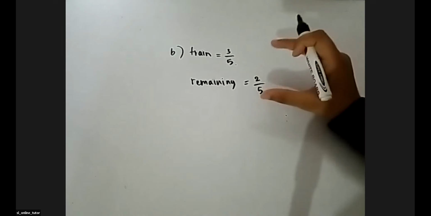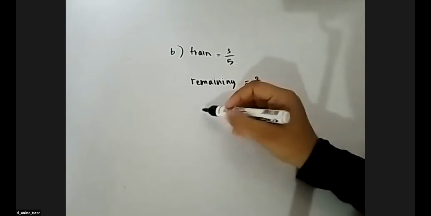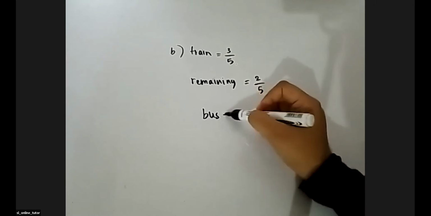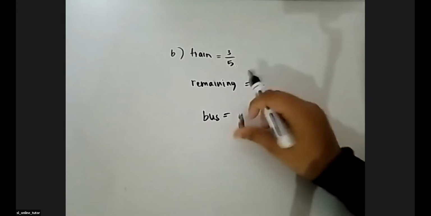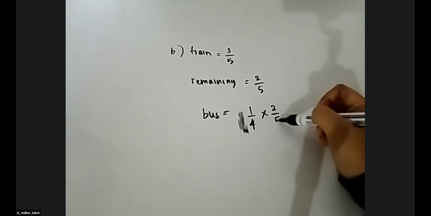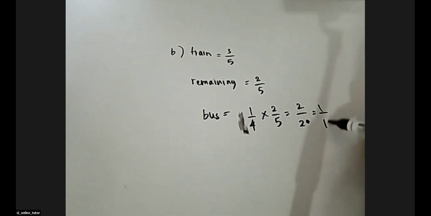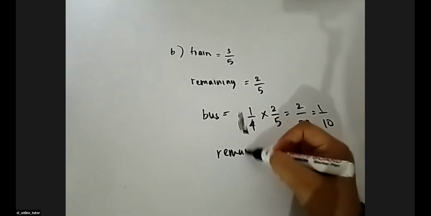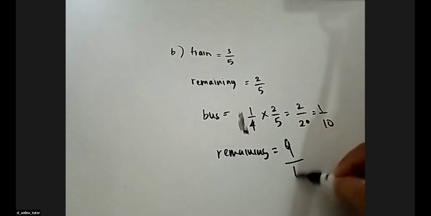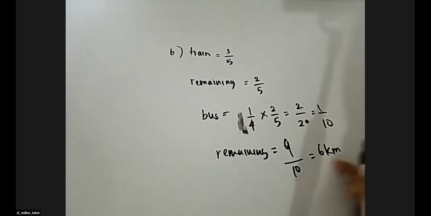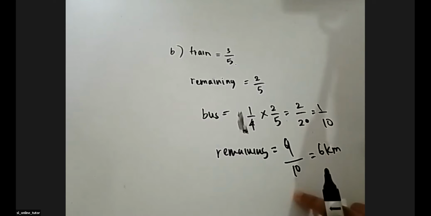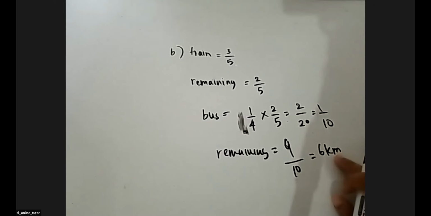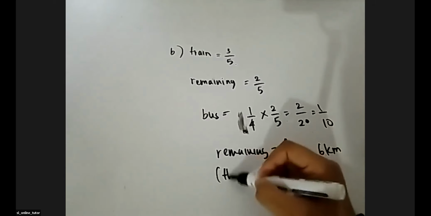So what has he done? 1/4 from the remaining, he has gone by bus. So we take 1/4 of the remaining, which is 2 by 20, in the simplest form 1 by 10. This is traveled by bus, and the remaining 6 kilometers by three-wheeler. So 1 by 10 is by bus, meaning the remaining is 9 by 10, and this equals 6 kilometers. Can you understand?